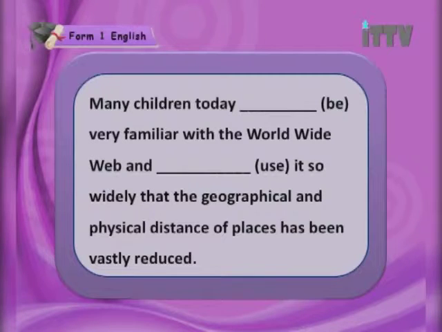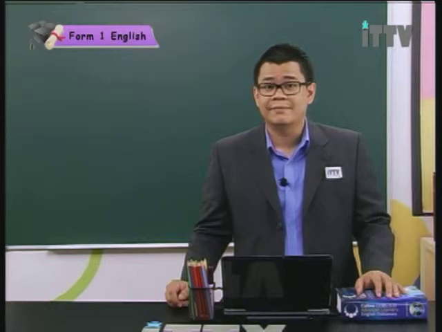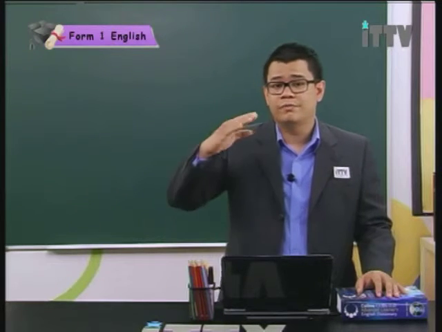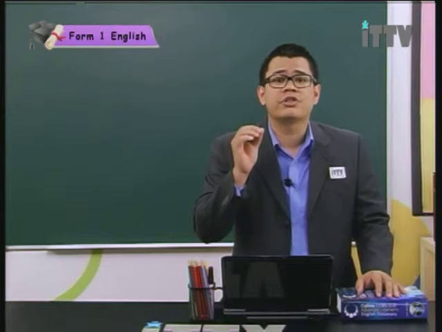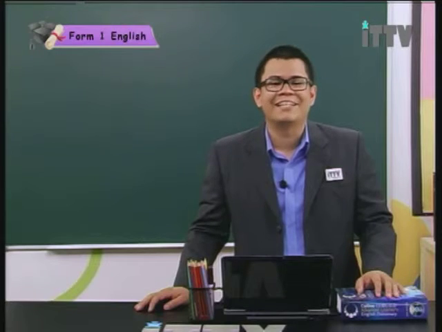Many children today, blank, in brackets B, very familiar with the World Wide Web, and blank, in brackets, use it so widely that the geographical and physical distance of places has been vastly reduced. So, we have 2 verbs in the brackets here. The first one is be, the second one is use. So, go through it again and choose the correct simple present tense. Are you ready? Let's look at the answers.